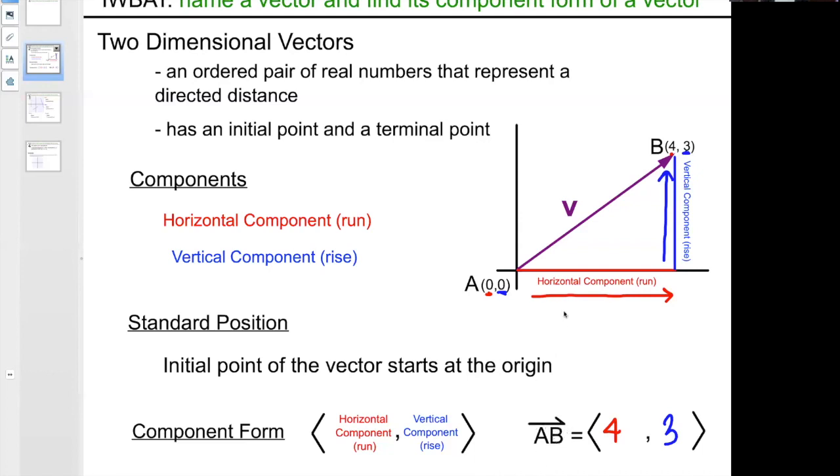Another way that you can name a vector from a diagram is if you see a bold lowercase letter. So in this case, this one could also be called vector V.